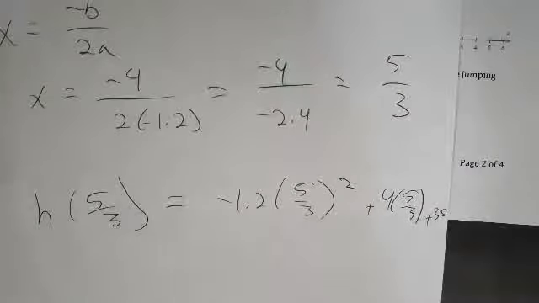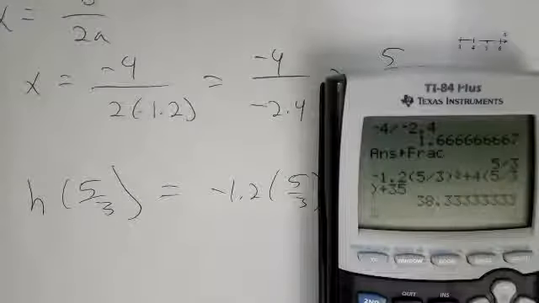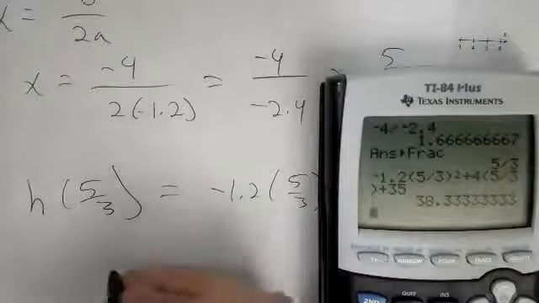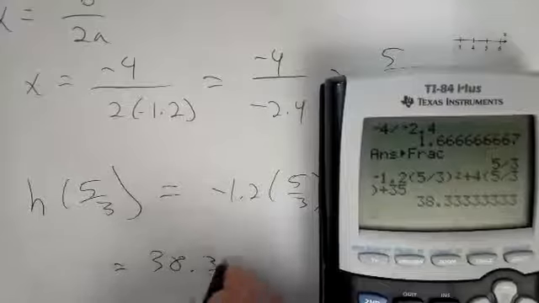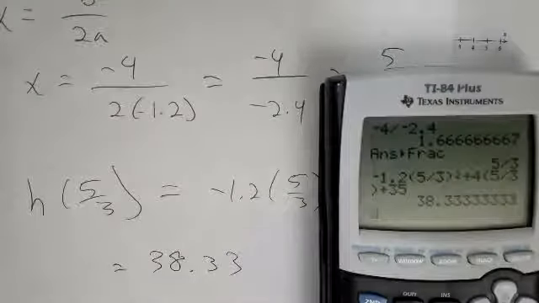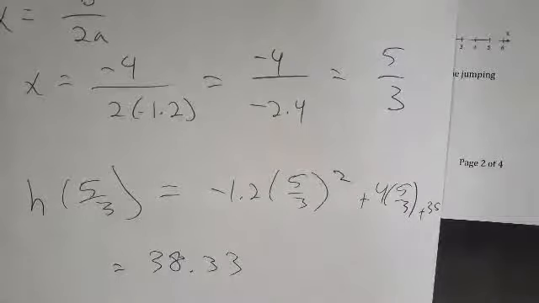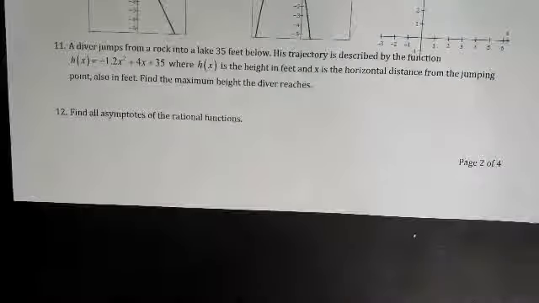Now I'm definitely doing this in my calculator, minus 1.2, and I want to do 5 over 3 and square it, plus 4 times 5 over 3, plus 35. That gives me 38.333. And so I'm probably going to round it to 38.33. And I've got to tell what they're talking about here. I think it's feet, right? Is that what we're talking about? Feet.